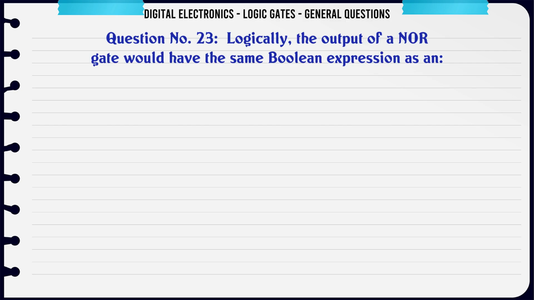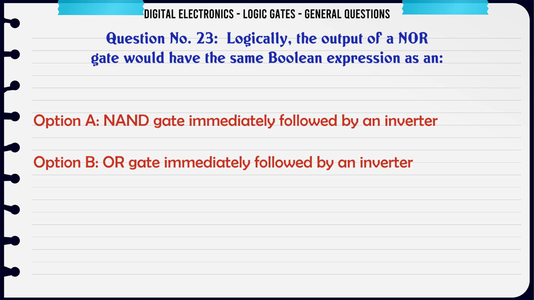Logically, the output of a NOR gate would have the same Boolean expression as an: A.